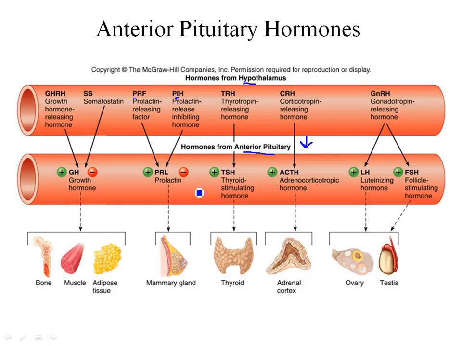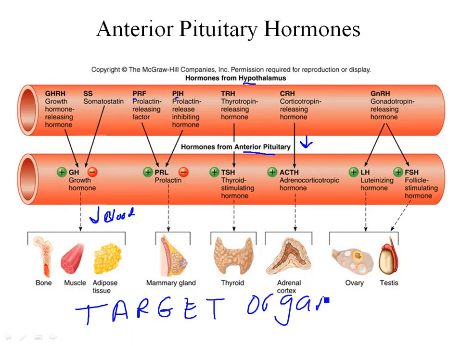The anterior pituitary is then releasing its hormones into the blood again, where it travels throughout the body to these target organs. So you can see you've got the hypothalamus releasing all these plus and minus releasing factors and inhibiting factors, causing the anterior pituitary then to release hormones, which then go to these target organs. And we're going to break this down one section at a time and talk about the different anterior pituitary hormones and what they do.